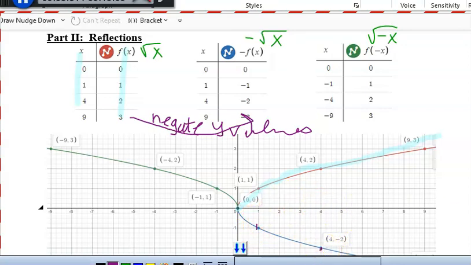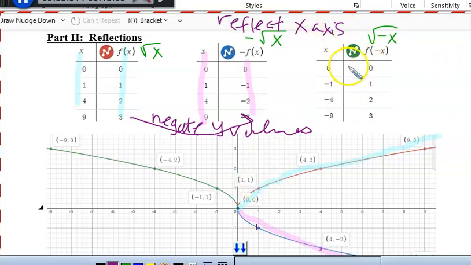So I'm going to take another color highlighter and I'm going to highlight the function that gets reflected across the x-axis. And that's true whenever you take a negative on the outside, it's affecting the output. So therefore all of those y values have been negated, and this is reflection over x. And so I'm going to write that above negative square root of x. This is a reflection over the x-axis.